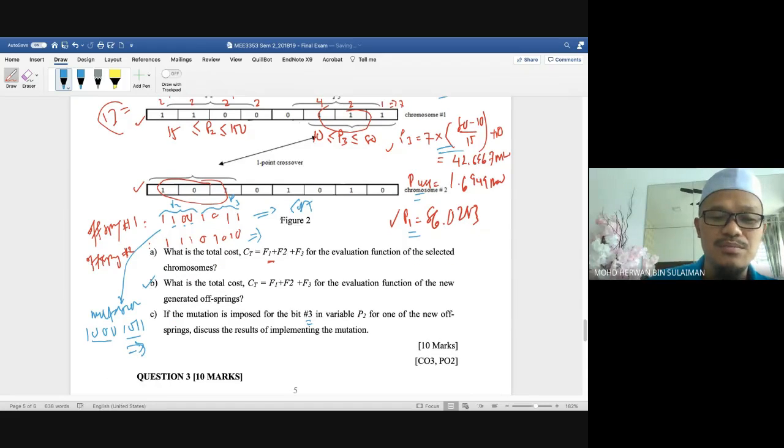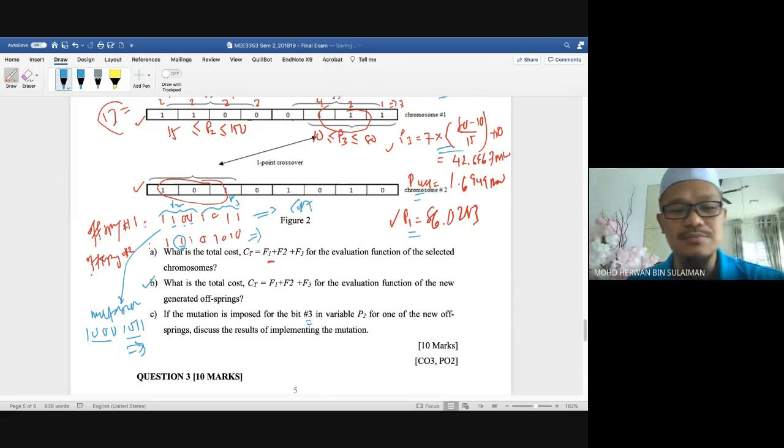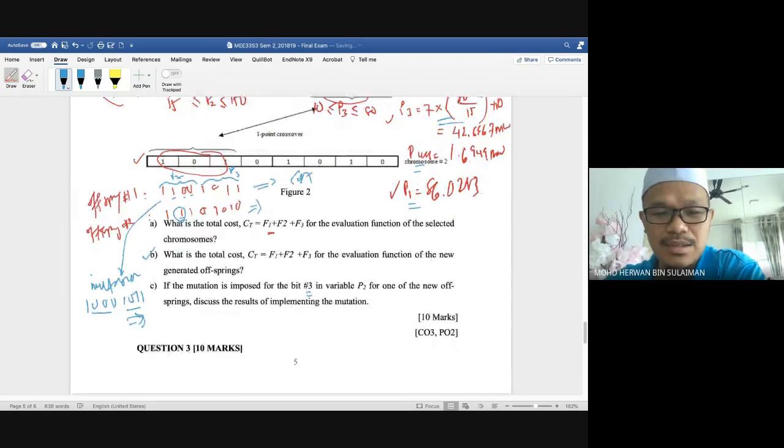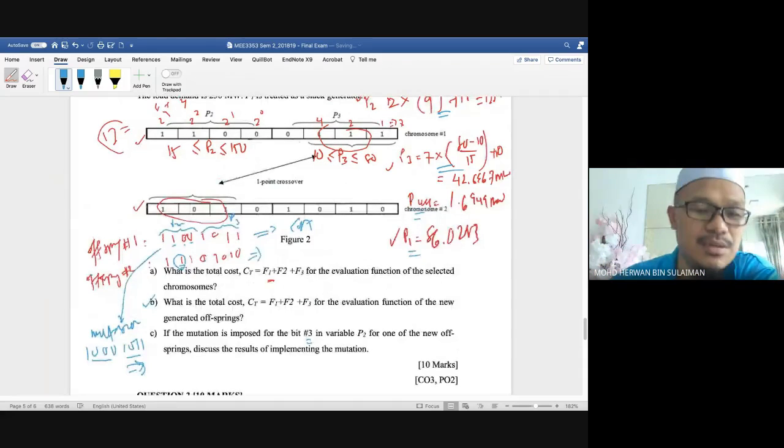This one is for child offspring number 1. And then offspring number 2 also, this one 1110. You do the mutation here, it becomes 1010, meaning that this one is similar to the chromosome previously. So sometimes it's not changed. Okay, when you implement the mutation, sometimes the result is better, sometimes the result is worse, or sometimes there are not many changes. That happens in genetic algorithm.